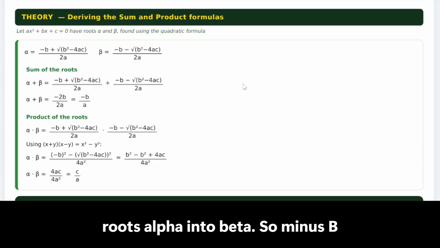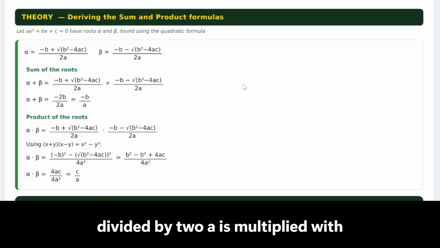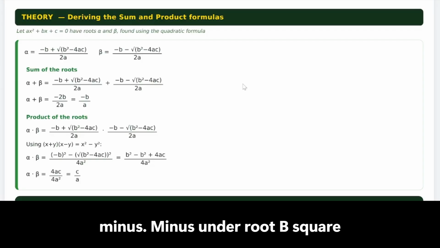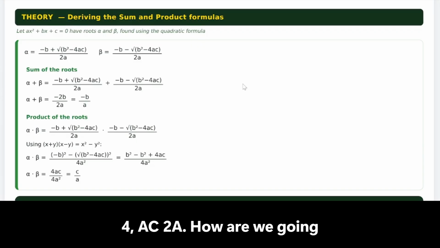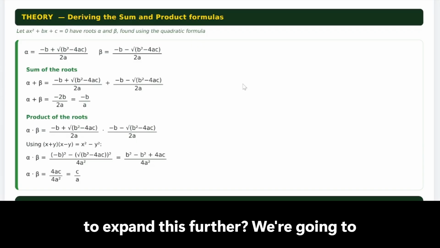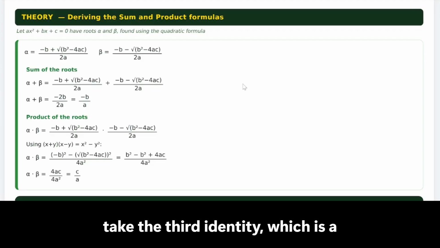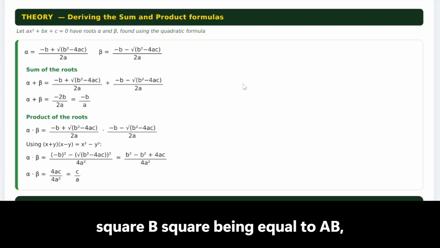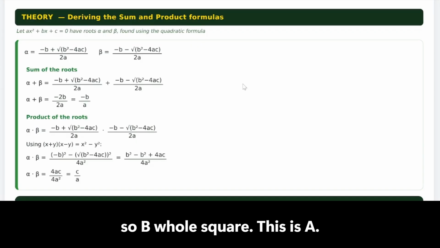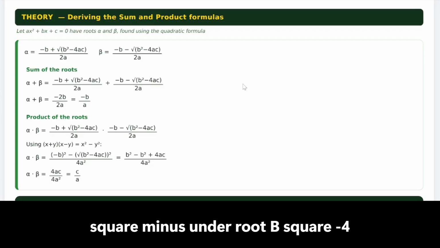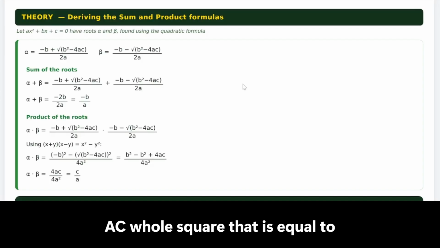So minus b plus under root b square minus 4ac divided by 2a is multiplied with minus b minus under root b square minus 4ac over 2a. How are we going to expand this further? We're going to take the third identity, which is a square minus b square being equal to a plus b into a minus b. So minus b whole square, this is a, and under root b square minus 4ac, that is b. So minus b whole square minus under root b square minus 4ac whole square.